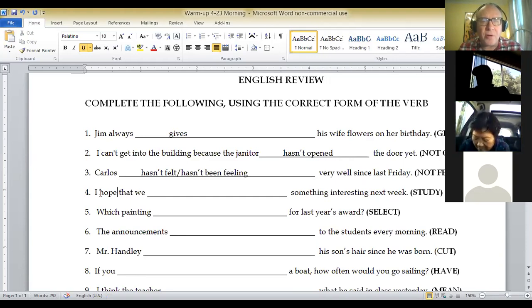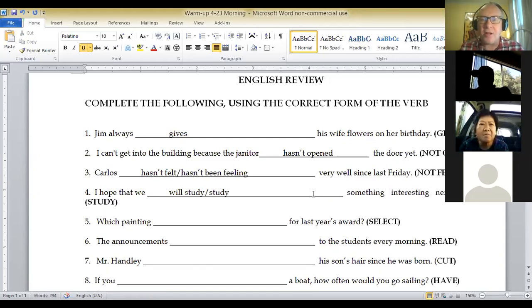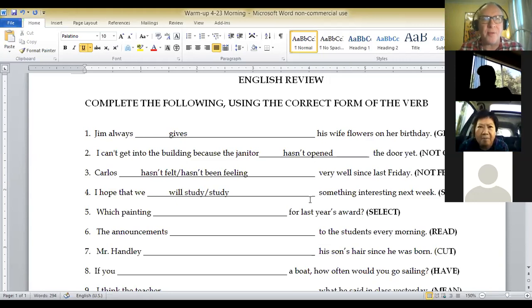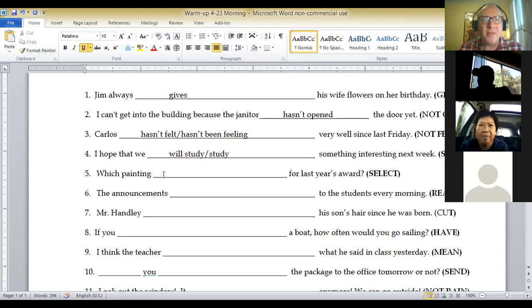Now the next one has the word hope. What do we remember about hope? Infinitive. Well, you could say hope too, but in this case, we have hope that we will study. We could say will study, or you could just say study. We'll talk about hope and wish a lot more in the future. Some of my 5s and 6s will remember it from last semester, but we haven't talked about it yet this semester.